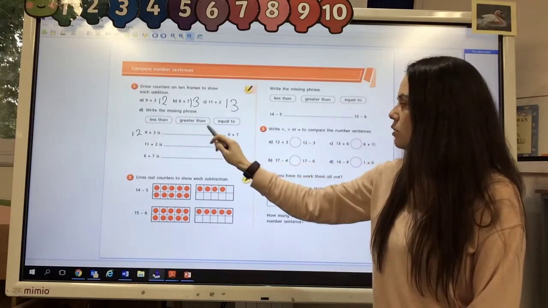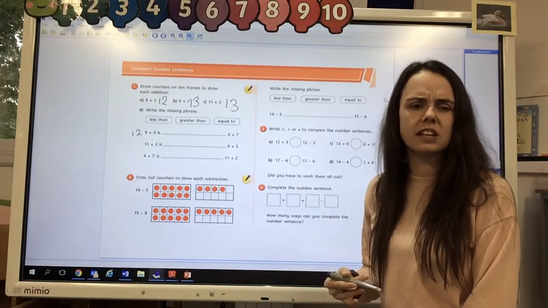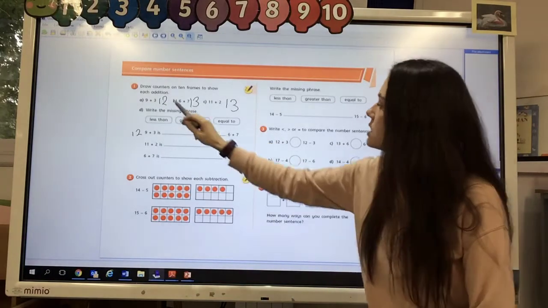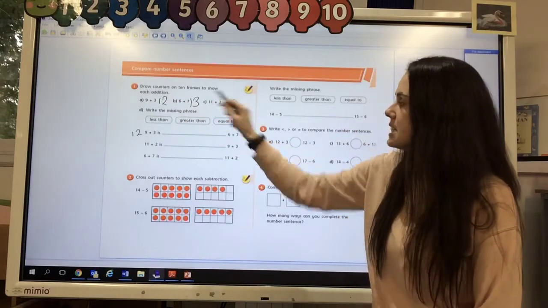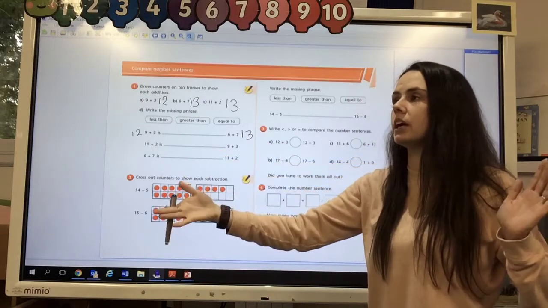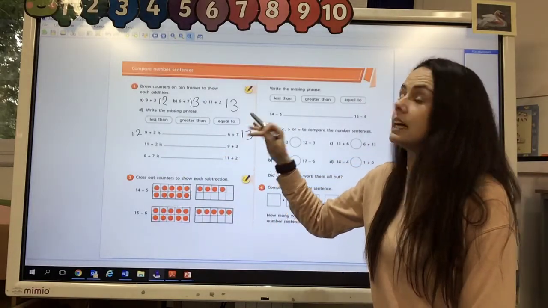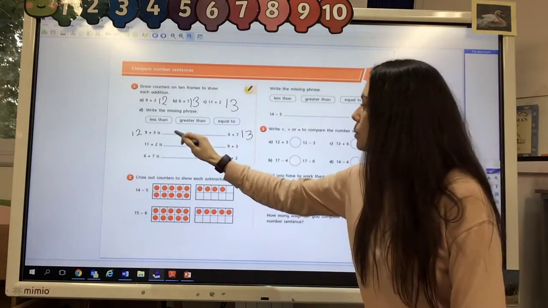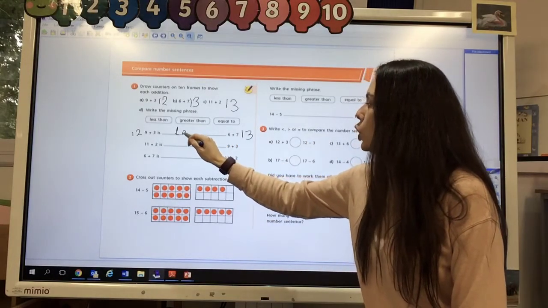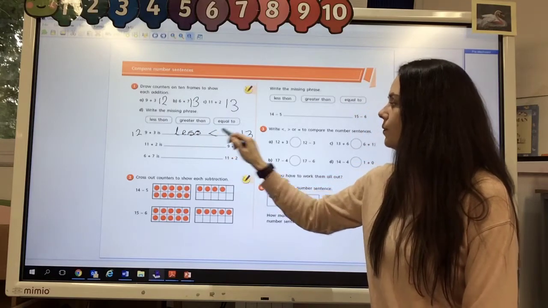And is it greater or smaller than 6 add 7? Have we already answered 6 add 7? We have. So 6 add 7 was 13. So 12, is it bigger or smaller than 13? It's smaller than or less than, isn't it? So I'm just going to write the word less here. Or if you want, you can do your symbol, which is like this.